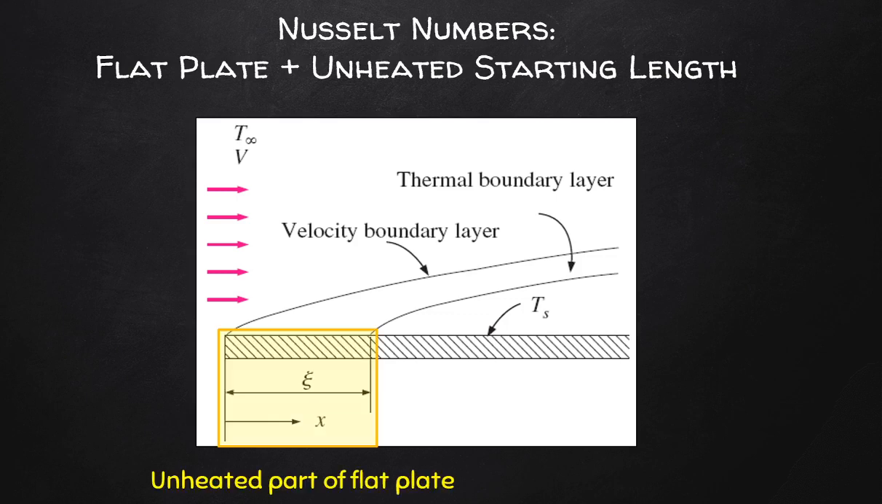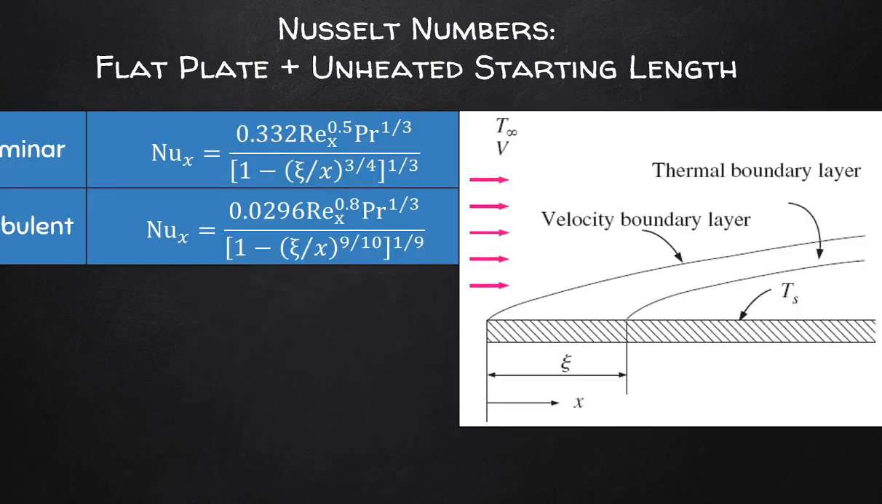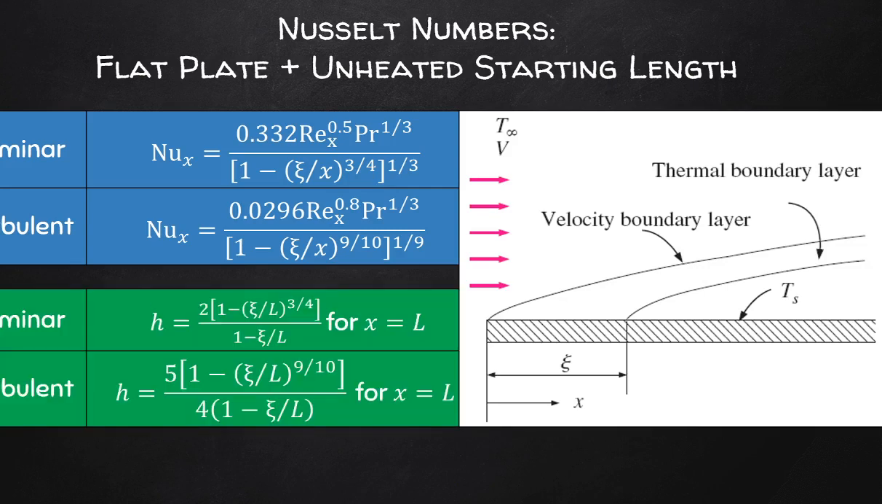So let's consider the example where at some distance zeta no heat is being transferred to or from the fluid. Then the following equations would apply for calculating the Nusselt number, and likewise there are also two sets of equations for determining the convective heat transfer coefficient as is shown.